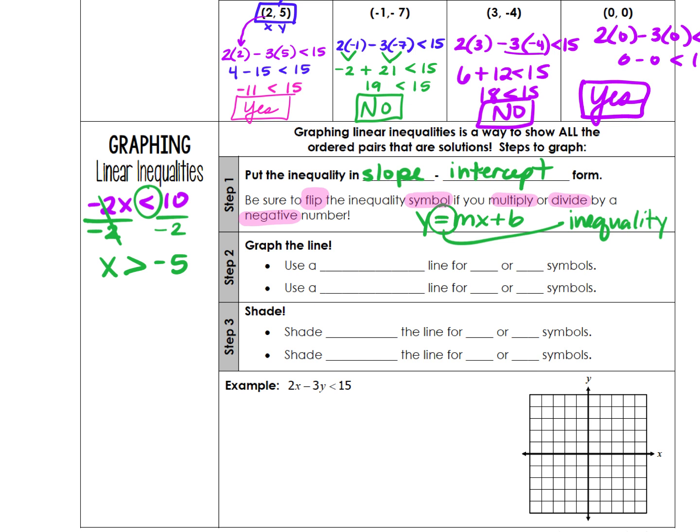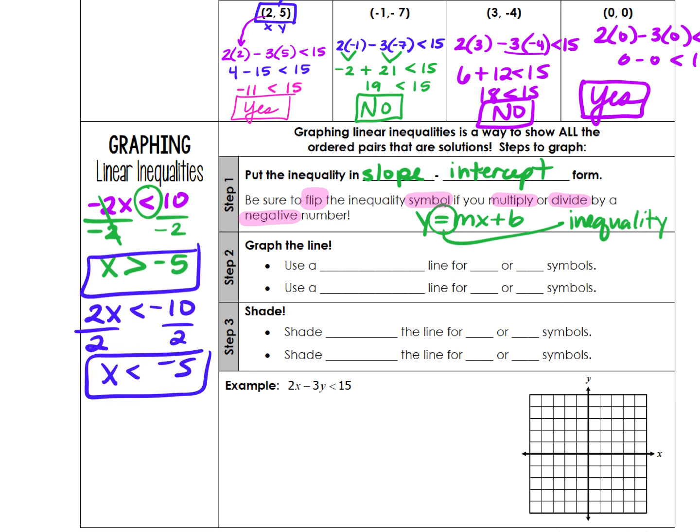Let me show you one where it doesn't happen that way. If I have 2x is less than negative 10, am I dividing by a negative now? No, I have a negative, but I'm not dividing by the negative. So this one doesn't flip. Okay? So just be really careful. If you're dividing both sides by a negative, you flip it. If you're not, don't flip it. Okay, so that's step number 1.